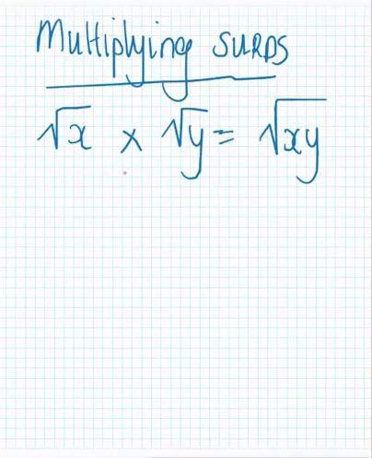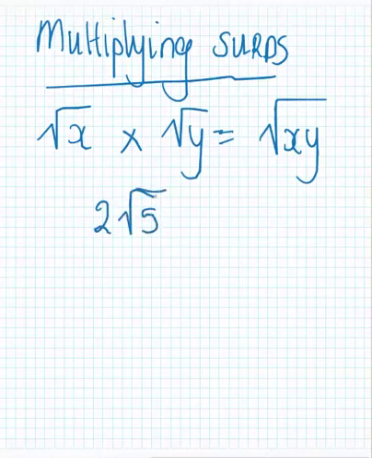So what you have to realize here is the numbers under the square root can be multiplied with each other as long as they are both under the square root. Now sometimes we end up with surds like this, where we have, for example, 2 square root of 5. There's a surd, but I notice I have a 2 out here.